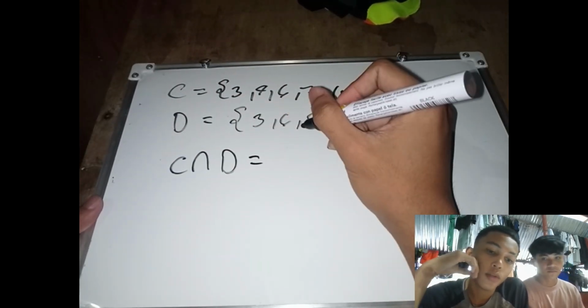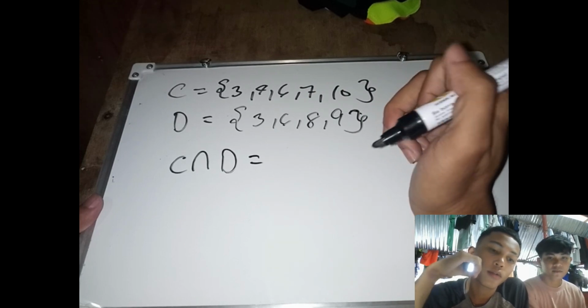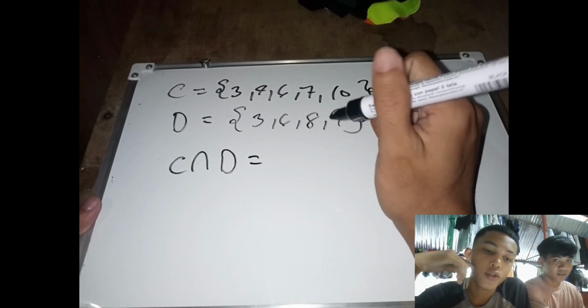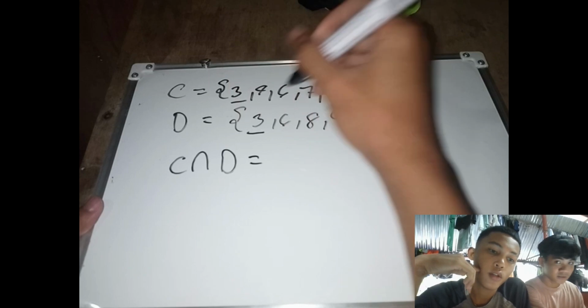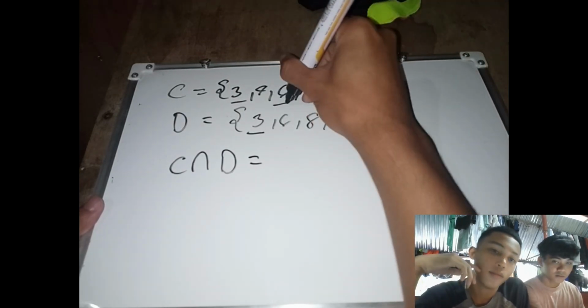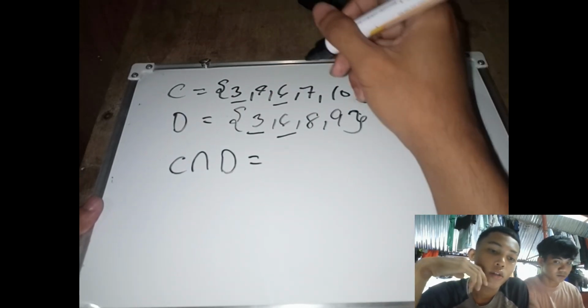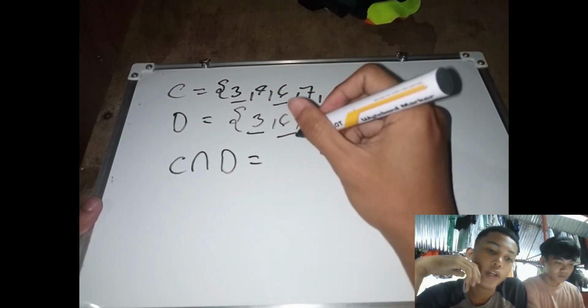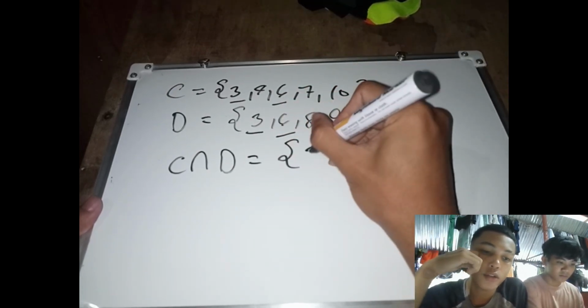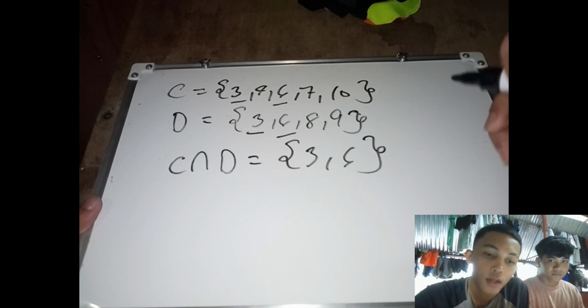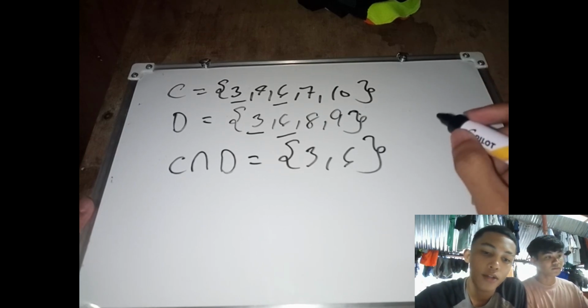So which elements are common to both sets? We have 3 is common to both sets. 6, and that's it. It's only 3 and 6. So that's the intersection of the two sets. So this is the answer.